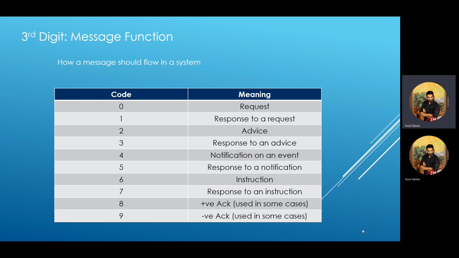4 is for notification, 5 is response to a notification, 6 is if you're sending any sort of instructions, 7 is for response to that instruction, and 8 and 9 are for positive acknowledgement and negative acknowledgement. And this is very rarely used, not commonly used. I think it's being used in MasterCard, probably, and maybe I need to check.